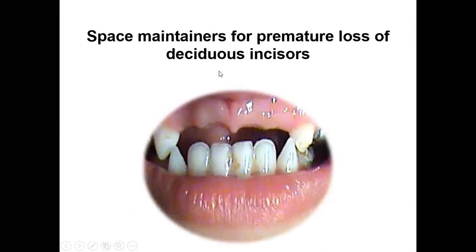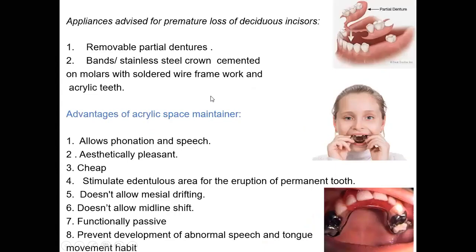Space maintainers for the premature loss of deciduous incisors. If the deciduous incisors are lost before time, what space maintainers can we give? We can give removable partial dentures. We can give band and stainless steel crown cemented over the tooth on the metal framework. Can you see here? This sort of removable appliance, where the deciduous central incisors are exfoliated before time, we can give acrylic partial dentures, and we can give a banded type of stainless steel crown, with the metal framework and acrylic teeth over them.